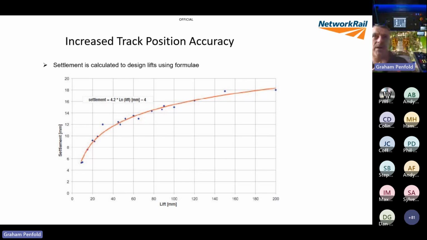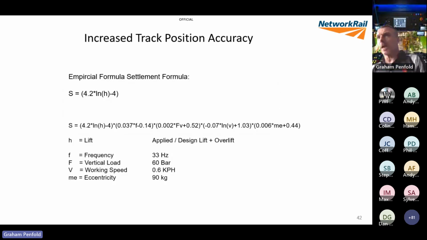This graph's settlement is a little bit lower, so I used that formula. I could have used the 1.5, I could have used the remaining lift formula, but because it was the first time I'd done it in a trial, I didn't want to go in all guns blazing. So I used this graph, which has an empirical settlement of 4.2 times the logarithm of the lift, minus 4.